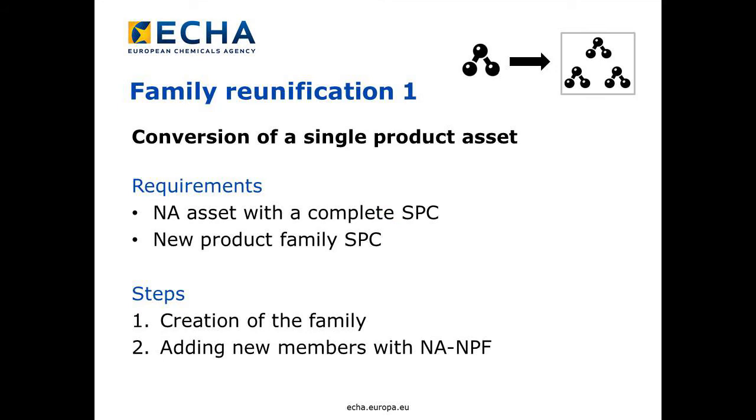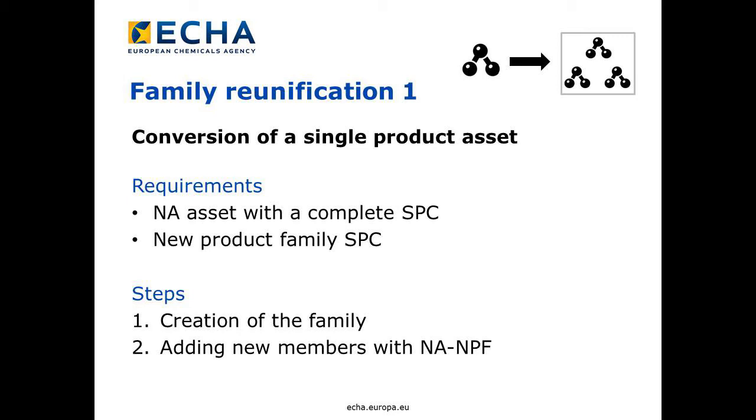In scenario number one, the creation of a new product family from a single national authorization asset, you will need to use the current national authorization SPC and add a new family SPC. As minimum requirements, you need to reuse the already existing SPC in the asset, complete it, and create a new product family SPC using the SPC online editor.